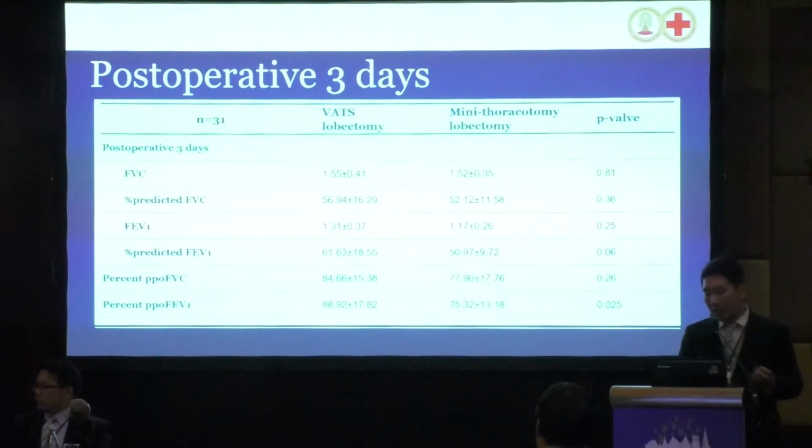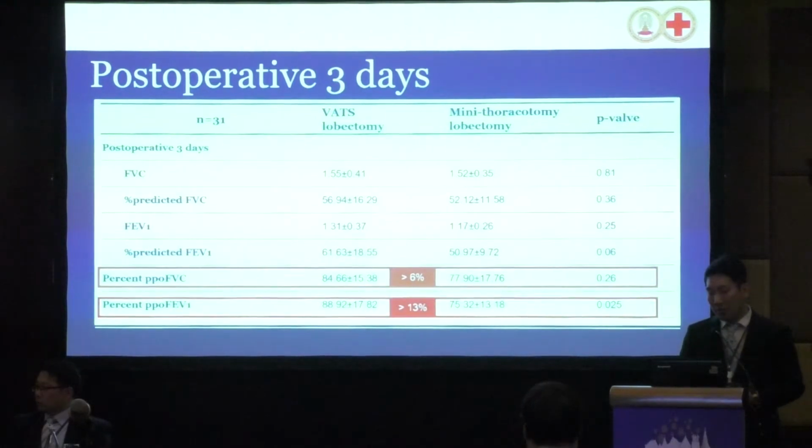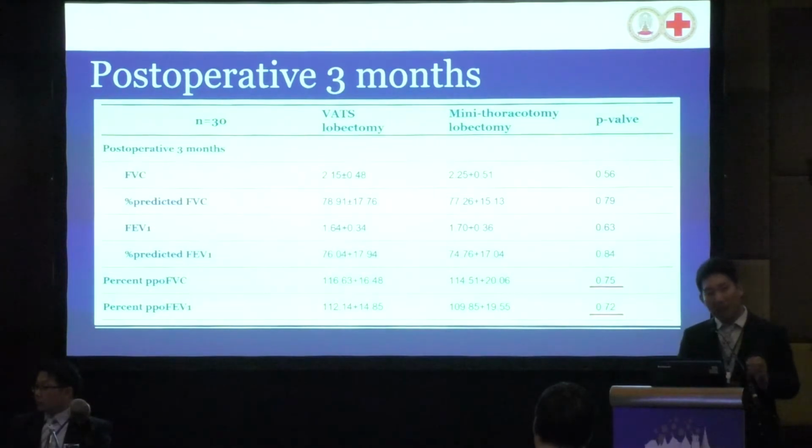At 3-day post-operative, percent predicted FVC of the VATS group is 10% higher than the mini-thoracotomy group, however not statistically significant. Percent predicted FEV1 of the VATS group is about 13% higher than the mini-thoracotomy group, significantly. Nevertheless, at 3 months post-operatively, there is no significant difference in percent predicted FVC or percent predicted FEV1 between both groups.